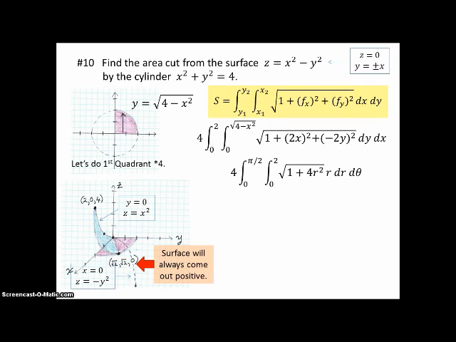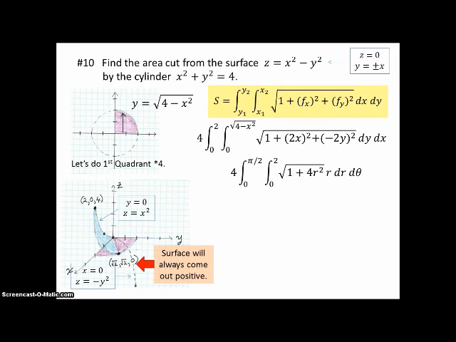Now that gives us 1 plus 4r squared under the radical. And if you look at the original region, you'll notice that r is varying from 0 to 2, and that if we're just using that first quadrant, theta is going to vary from 0 to pi over 2. Now we have to change our dy dx to polar form, which you will recall gives you an extra r. So dy dx becomes r dr d theta.